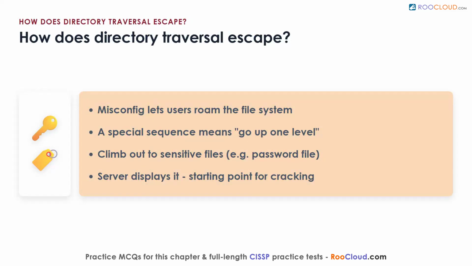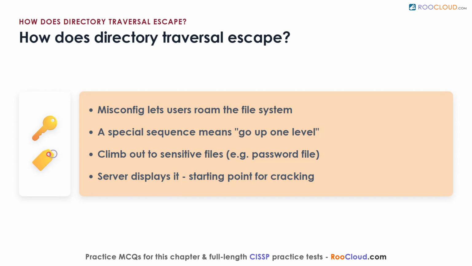How does a directory traversal attack escape its boundaries? Some servers are misconfigured so that users can wander the file system beyond the web content folder. The web content usually lives in one designated directory, and everything is assumed to sit under it. But on many systems, a special sequence in a path means go up one level. By stringing that sequence together, an attacker climbs out of the web folder and reaches sensitive files elsewhere, such as the file that stores hashed user passwords. If access controls do not stop them, the server happily displays that file in the browser, handing over a starting point for cracking credentials.